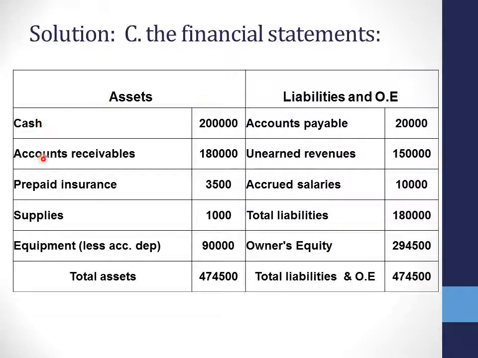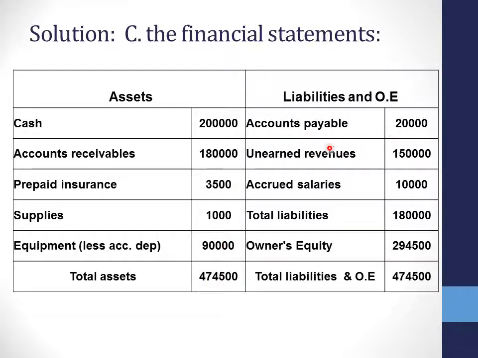Like cash, accounts receivable, prepaid insurance, supplies, equipment less accumulated depreciation. Remember what we have said about equipment equal 100,000, but we're gonna subtract the accumulated depreciation for 10,000. The result will be 90. Add all the assets, then move to the liability side.